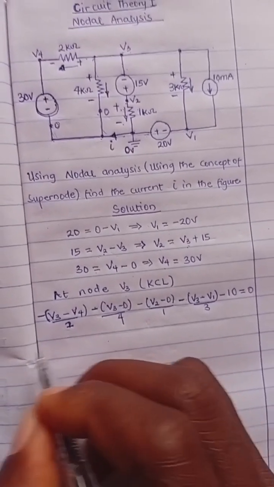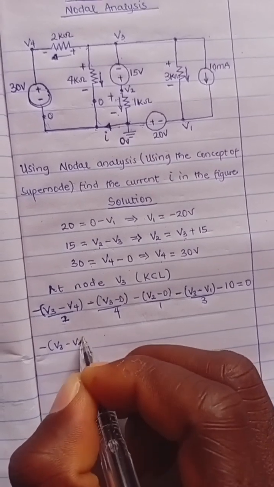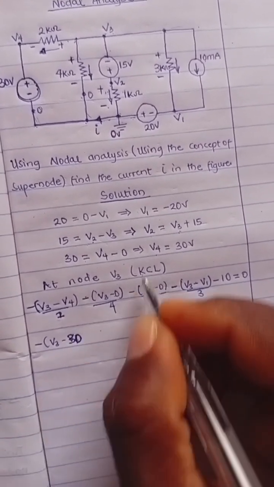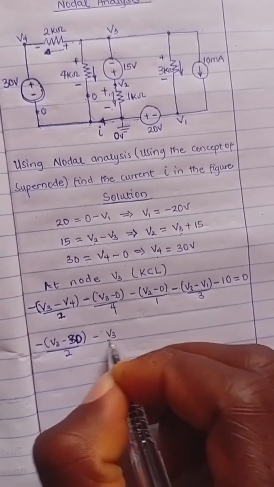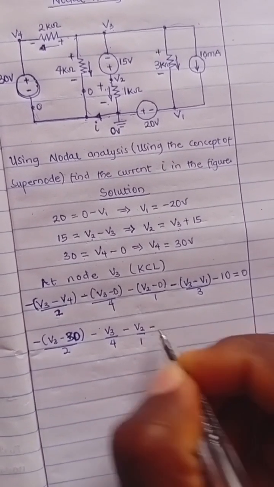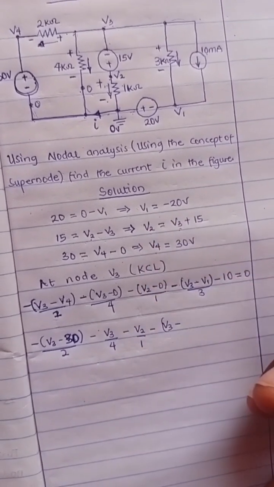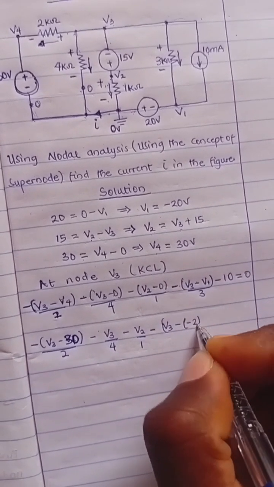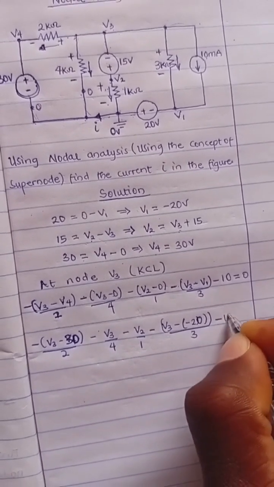So from here, we simplify our expression. That will be minus (V3 minus V4). V4 from here is equal to 30, so I'll just say minus 30, because the value of V4 is 30 from this expression, all divided by 2, then minus V3 divided by 4, minus V2 over 1, then minus (V3 minus V1) divided by 3. What's the value of V1? V1 is minus 20, so it's V3 plus 20, divided by 3, then minus 10 equals 0.